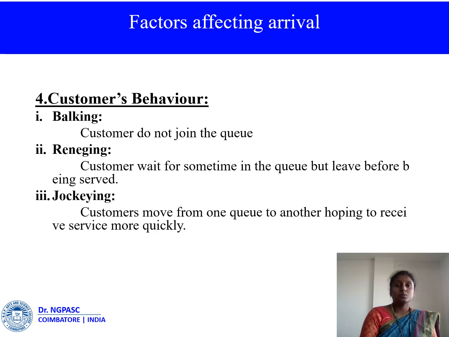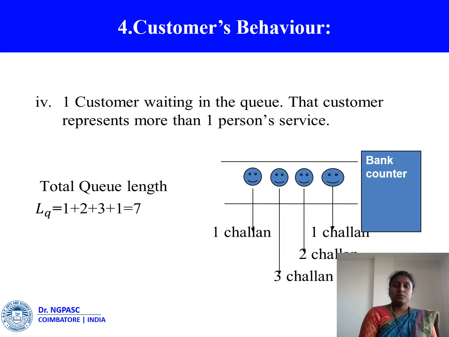Next, jockeying. Customers move from one queue to another queue. The customer is standing in a particular queue, but he sees the nearest queue, whose length is very small, so he decides to jump into the other queue. Next, one customer waiting in the queue may represent more than one customer service. At a bank counter, only 4 members are standing in the line, but the first member has 1 challan, the second has 2 challans, the third has 3 challans and the fourth has 1 challan. So the queue length differs: it equals 7. Only 4 members are standing in the queue, but the queue length is 7.